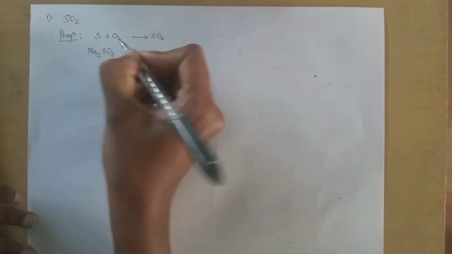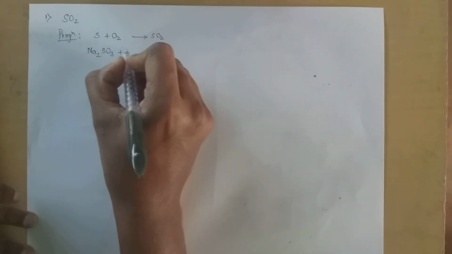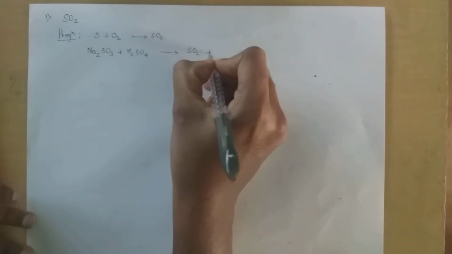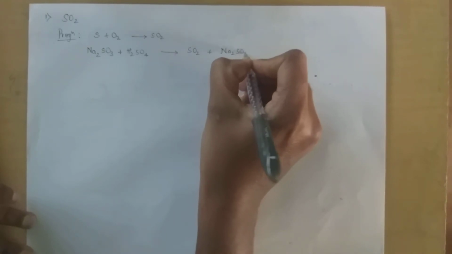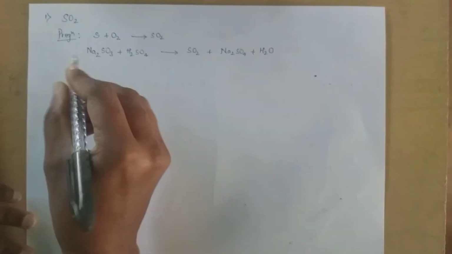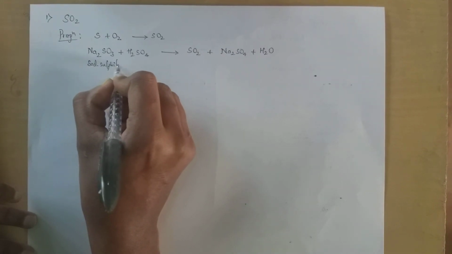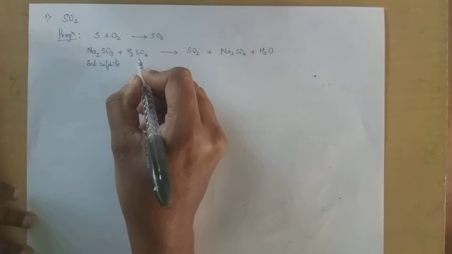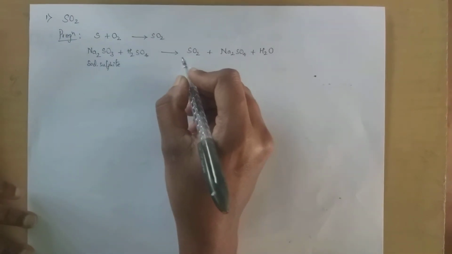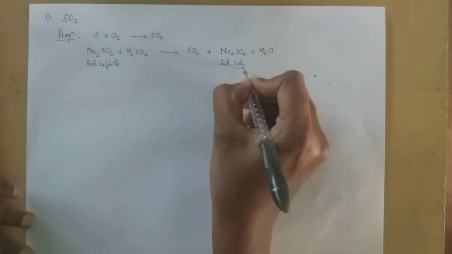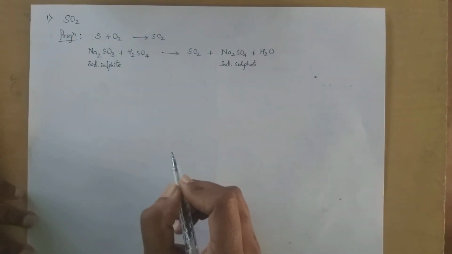Coming to the laboratory method, we are going to treat sodium sulphite, Na2SO3, with H2SO4, we are going to get SO2, then sodium sulphate, then water, okay na. So this is sodium sulphite. Now when treated with H2SO4 we are going to get sulfur dioxide and sodium sulphate and water, okay na.